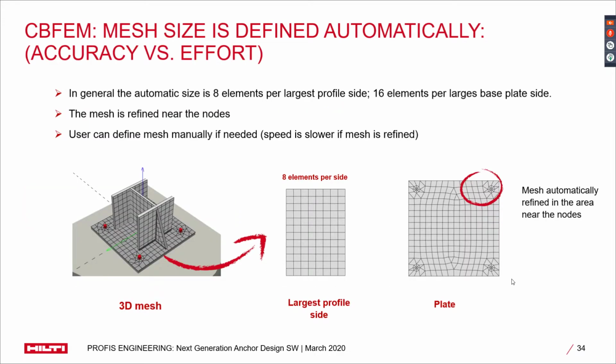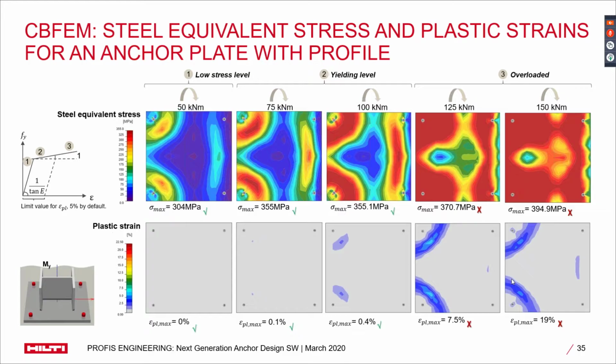Now let's get into more details about CBFEM. A higher precision of the calculation can be reached with a thinner mesh, same as what you are doing in your other structural software with mesh. But the finer the mesh, the longer the calculation time, which increases exponentially with the mesh density. By default, Profis implements a plastic strain limit of 5%, which is based on guidelines from Eurocode.